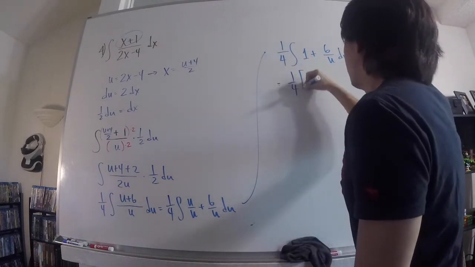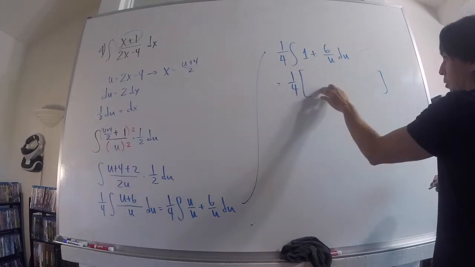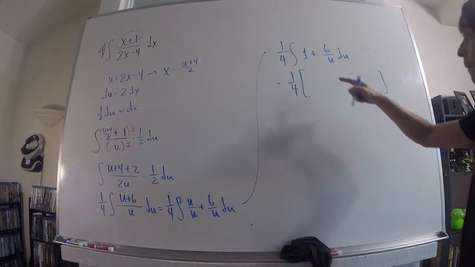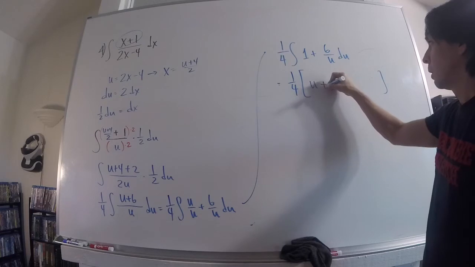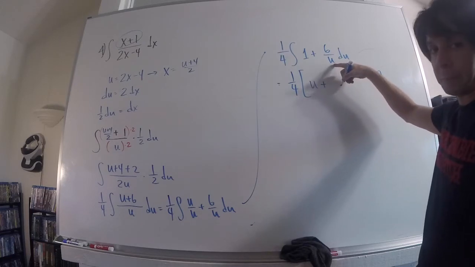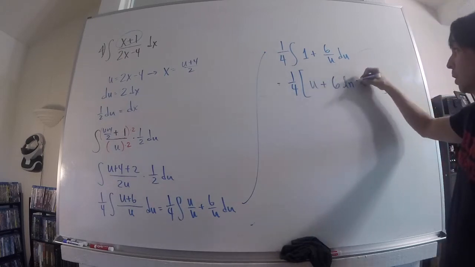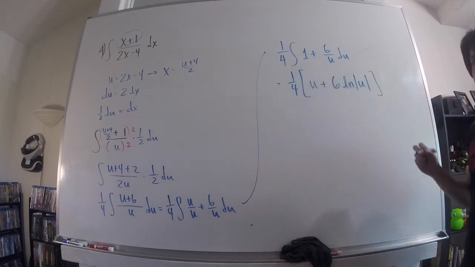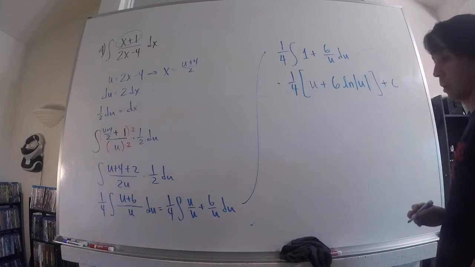Okay. I'm going to put big brackets because that 1/4 will apply to both the antiderivatives I get for both terms, and it's easy to forget if you don't put the whole thing in brackets or parentheses. Antiderivative of 1 is just u. Antiderivative of 6u to the negative 1 is not a power rule situation. It is a log situation. It's 1 over u right there. And the 6 is just a constant that comes down. So 6 ln of u plus c.